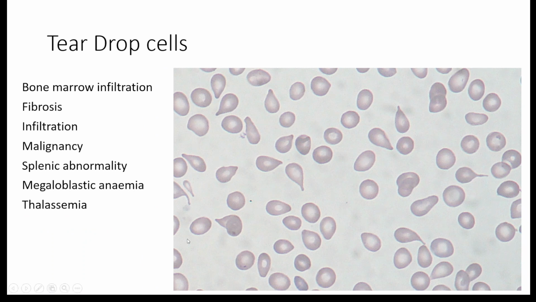Teardrop cells. You can see this classical picture which is suggestive of a teardrop. This kind of teardrop cell is usually seen with bone marrow infiltration, fibrosis, any inflammatory process in the bone marrow, malignancies, splenic abnormalities, megaloblastic anemias, and sometimes in thalassemias also you could see these teardrop cells. They are not a definite indicator of a pathology, but it is good to report them.